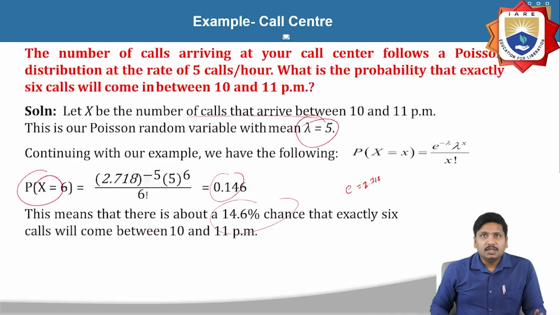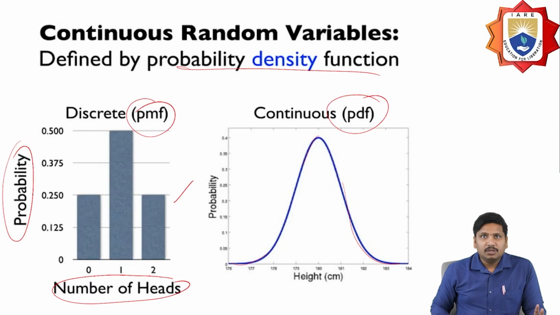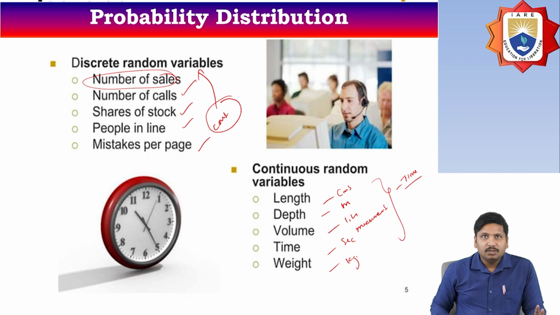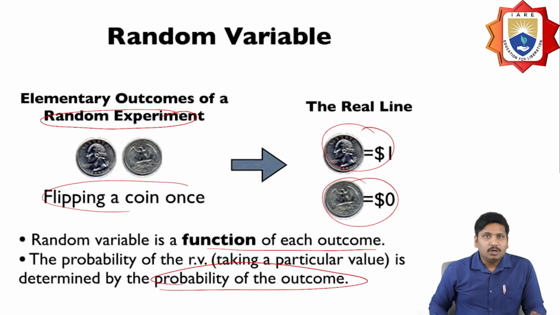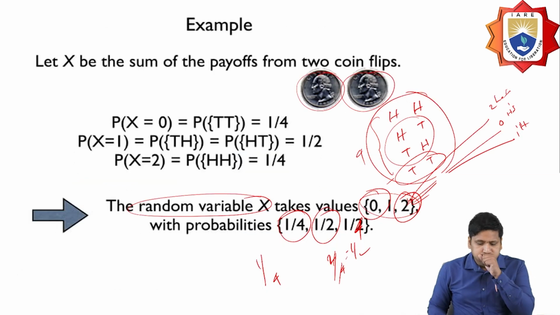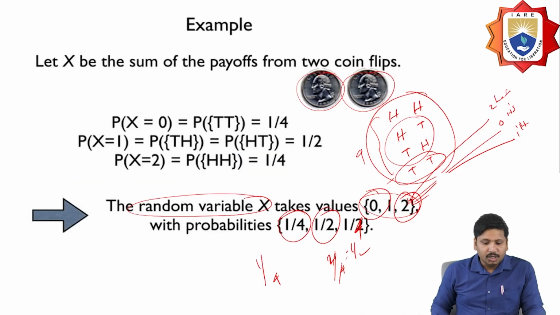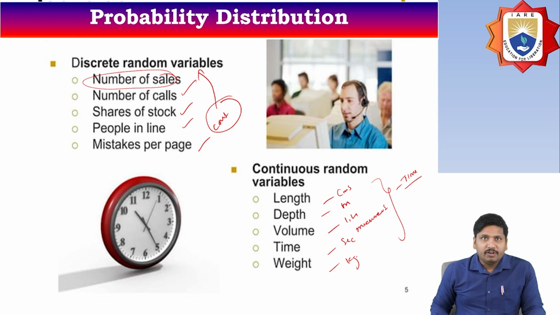Okay, so these are the different types of random variables in probability density function. A random variable is nothing but the elementary outcome of any random experiment, and examples are flipping a coin or rolling a dice, and a random variable is a function of each outcome. So there are different types of random variables like discrete, continuous, Poisson, and geometric. Discrete means we have to consider the count, whereas a continuous random variable has to consider measurements like time.